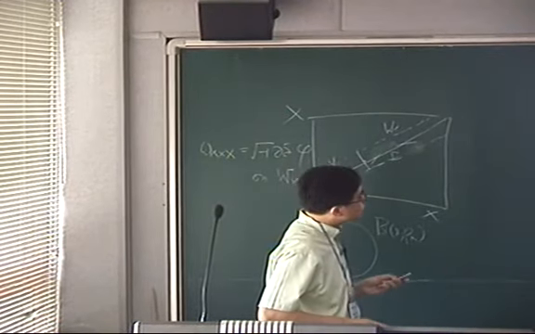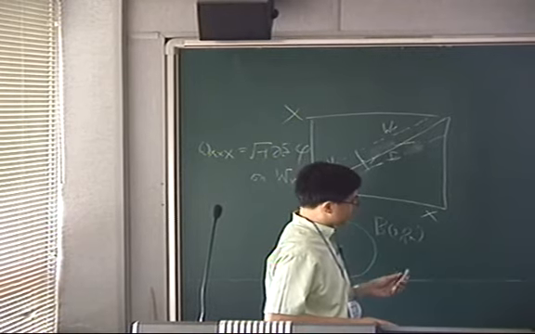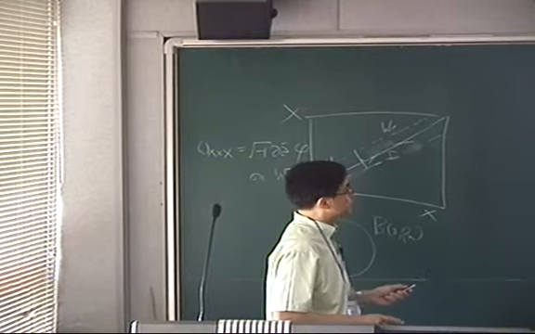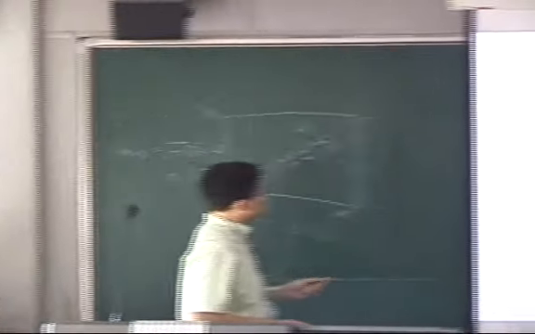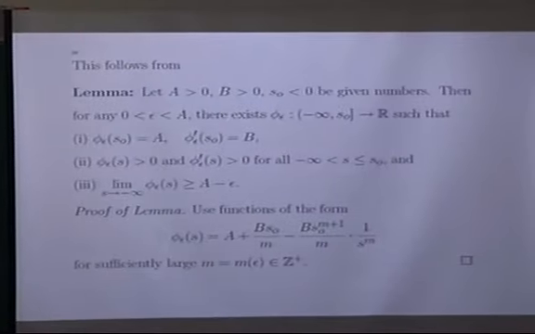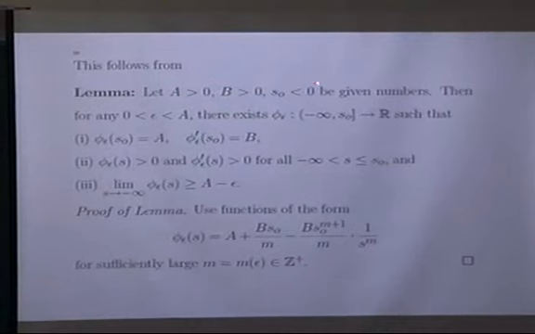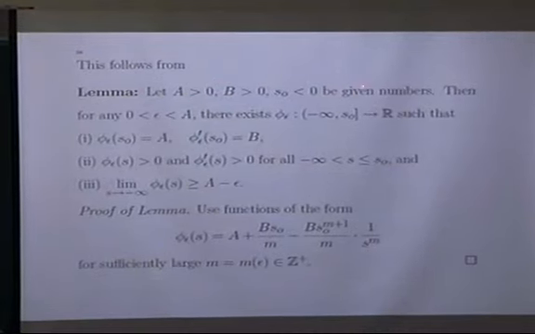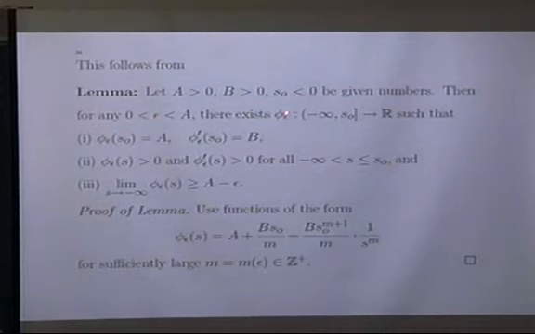And how do you modify this? It turns out it's easy. It really comes from a simple lemma. Let me just state the lemma here. You start with two given numbers a and b positive, and s naught not less than 0. Then we can find a real valued function defined from minus infinity to s naught, such that at s naught its value is the given a, and its derivative at s naught is the given number b.